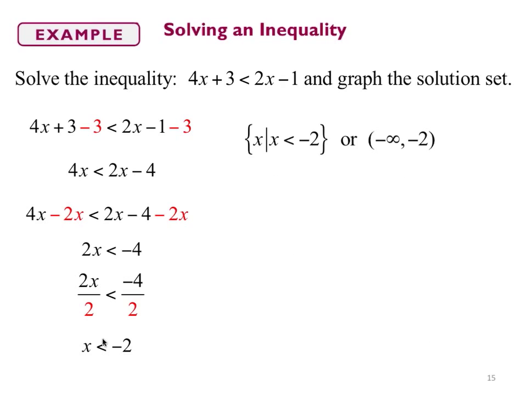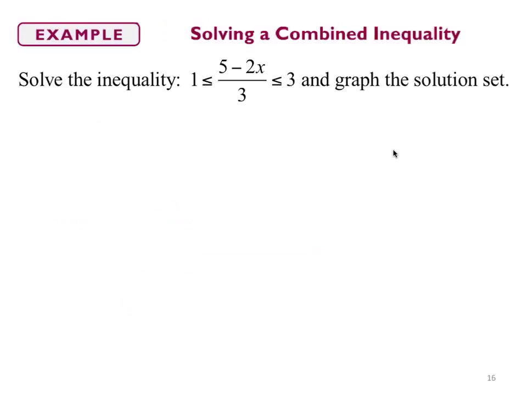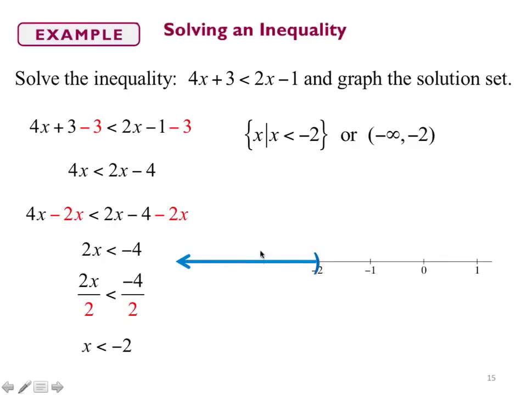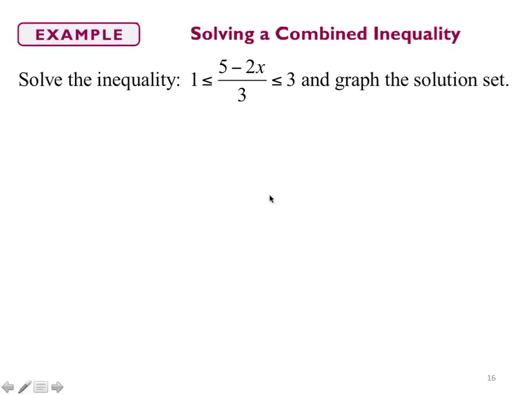So if I'm writing my actual inequality in set builder notation, it's going to be x such that x is less than negative 2. And in interval notation, it's going to be from negative infinity all the way up to negative 2. Make sure if you're not comfortable with interval notation that you review the video where we cover that. And this is just a representation graphically of what this looks like.